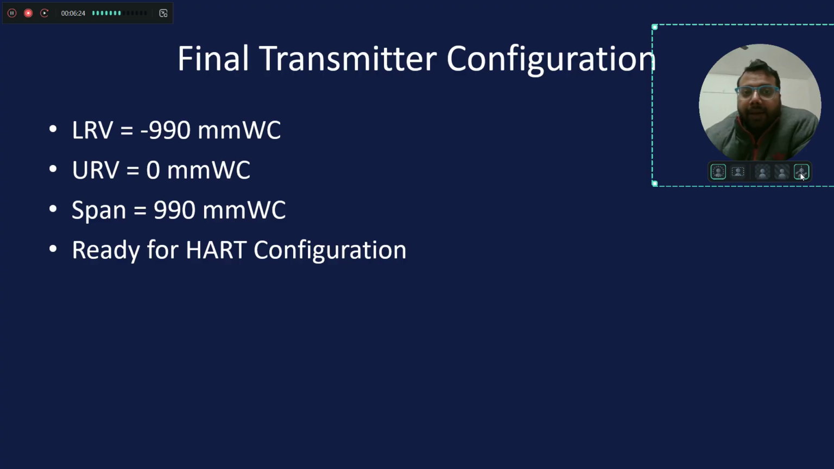So the final transmitter configuration with the HART that we can do is LRV minus 990 and URV 0 mmWC. When the delta P or URV becomes 0, then the level shown by the transmitter is 100%. The span is URV minus LRV, so 0 minus minus 990 becomes 990. So it is ready for the HART configuration. You can feed this value, and in this way, I hope you understand how you can find the range of this transmitter, LRV, URV and span.